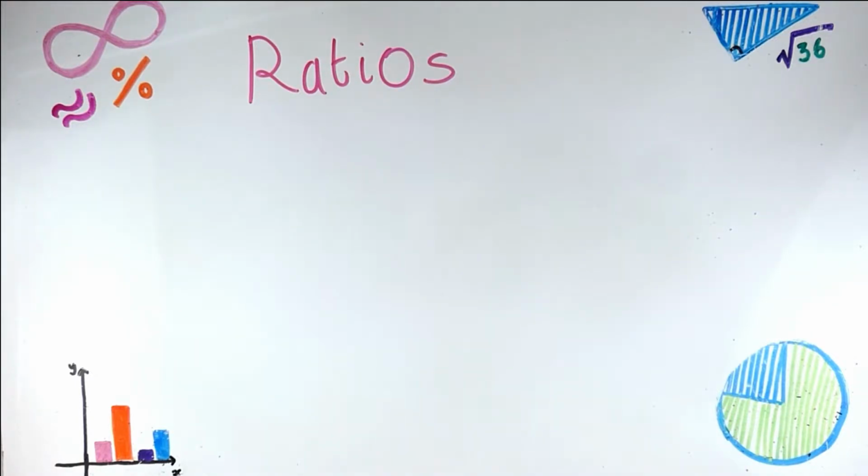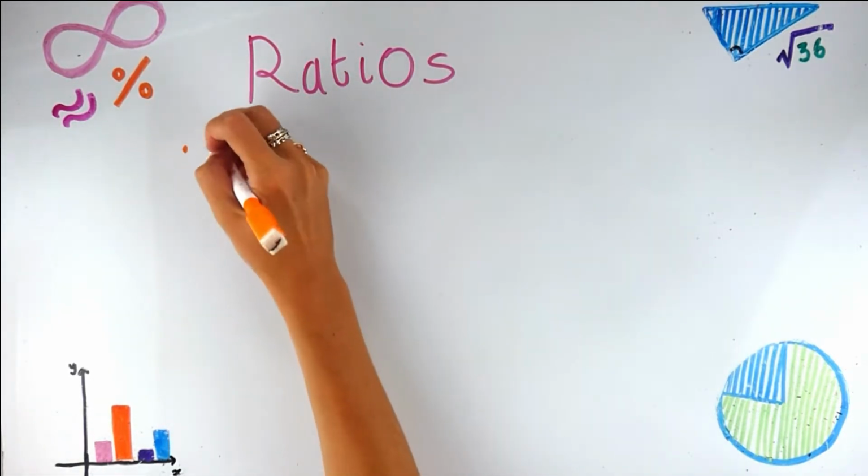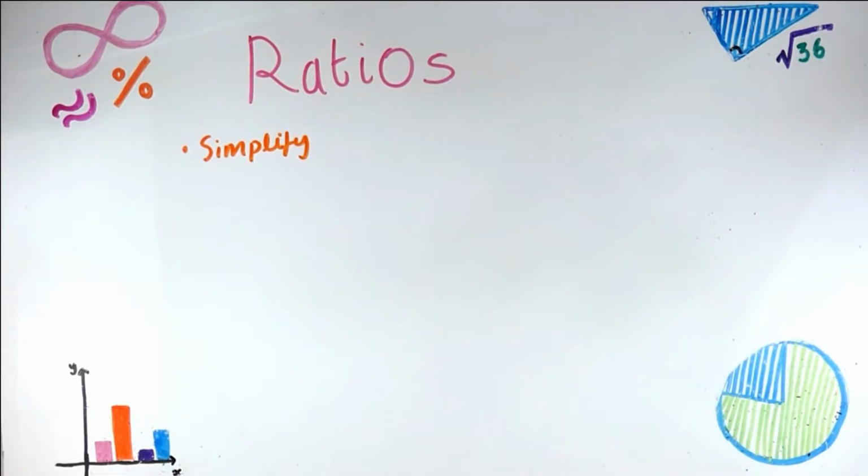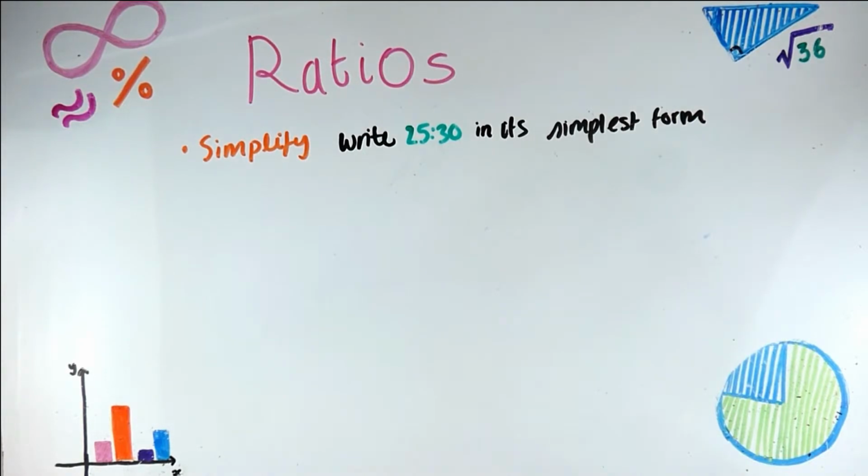Okay, so we're going to look at ratios in this video, and the first thing to be able to do with ratios is the nicest thing you can do, and that is simplify them. Ratios are very similar to fractions, and the way they will always phrase this is like this. Write 25 to 30 in its simplest form.